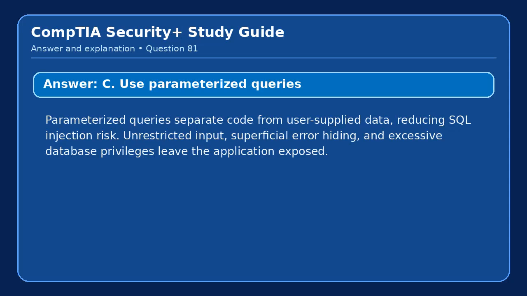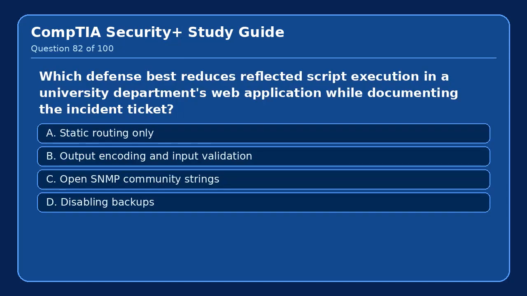The answer is D. Server-side request forgery. SSRF causes a server to make unintended requests, often to internal or metadata endpoints. MAC flooding targets switches. LDAP signing is a protection, and tokenization is a data protection method.